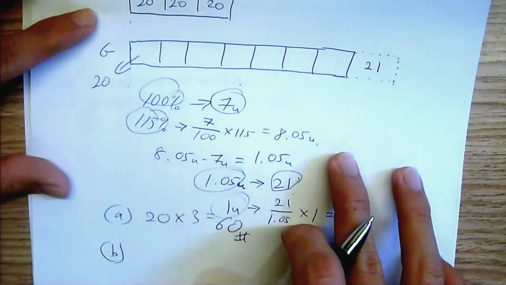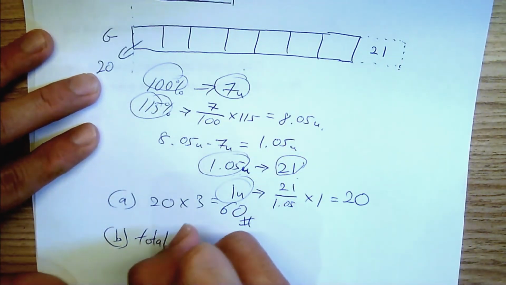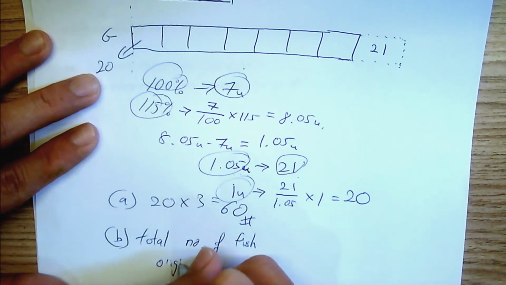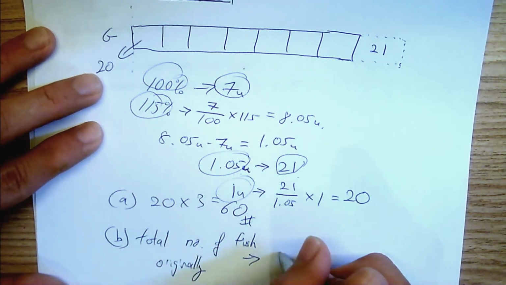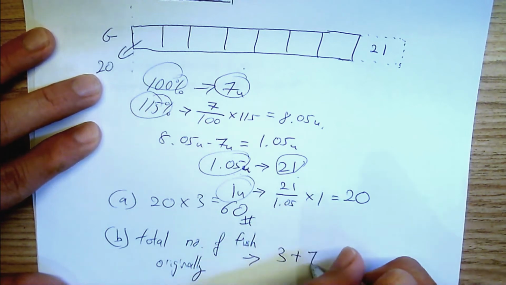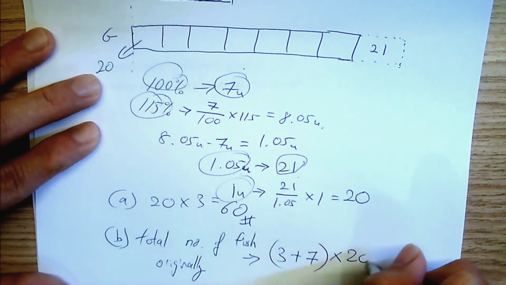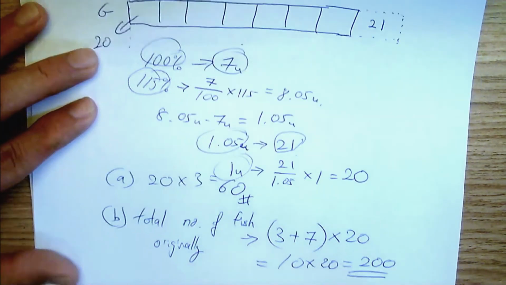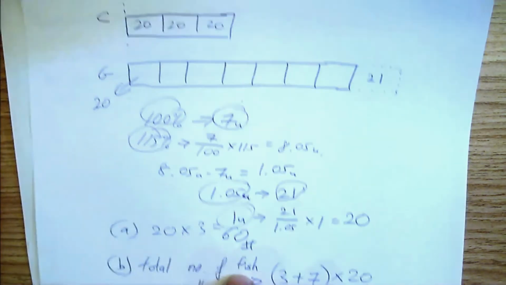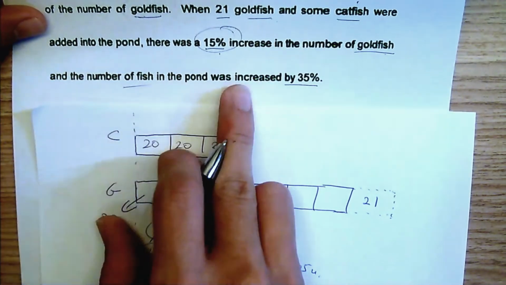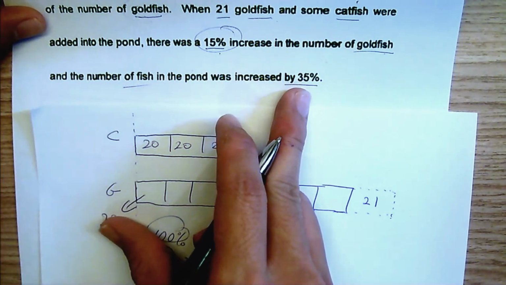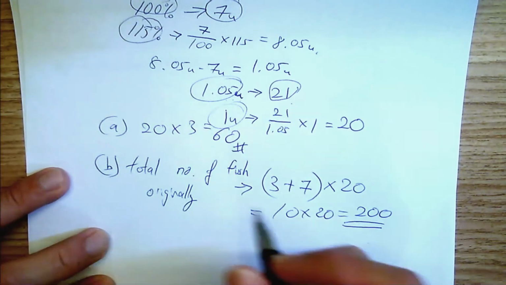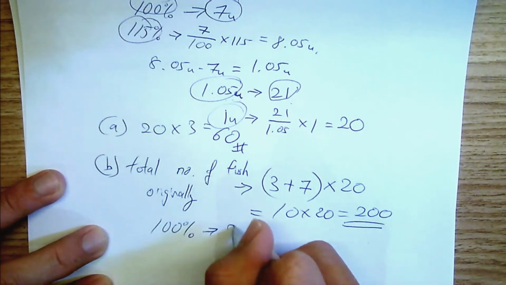Okay, so I'm going to put here total number of fish originally. This will be 3 units of catfish plus 7 units of goldfish multiplied by 20 per unit. And this will be 10 times 20, giving us 200. There were 200 fishes in total. Now, then they said what? They said that the number of fish in the pond was increased by 35%, which means that from 100% it became 135%. So originally this is the number, right? So 100% of all the fish in the beginning is 200 fish.